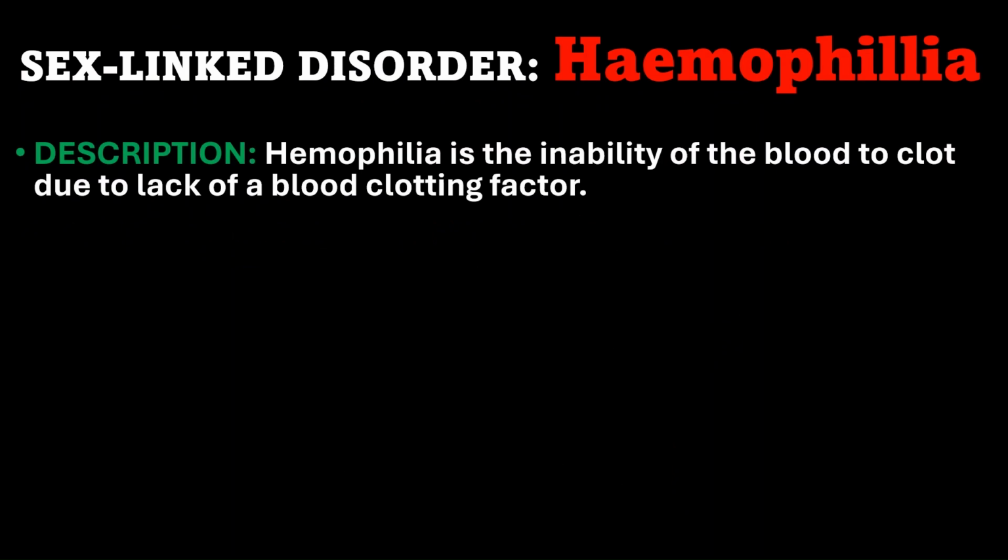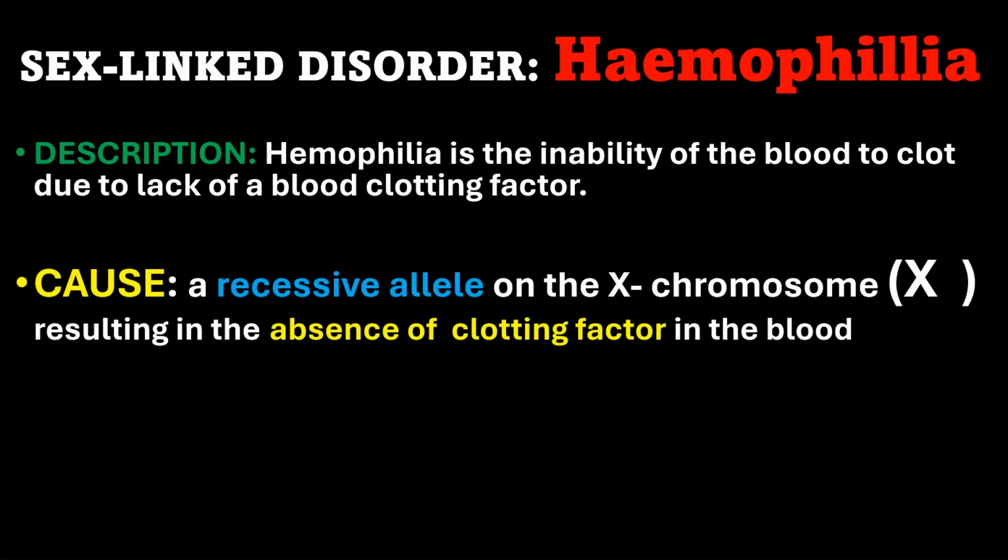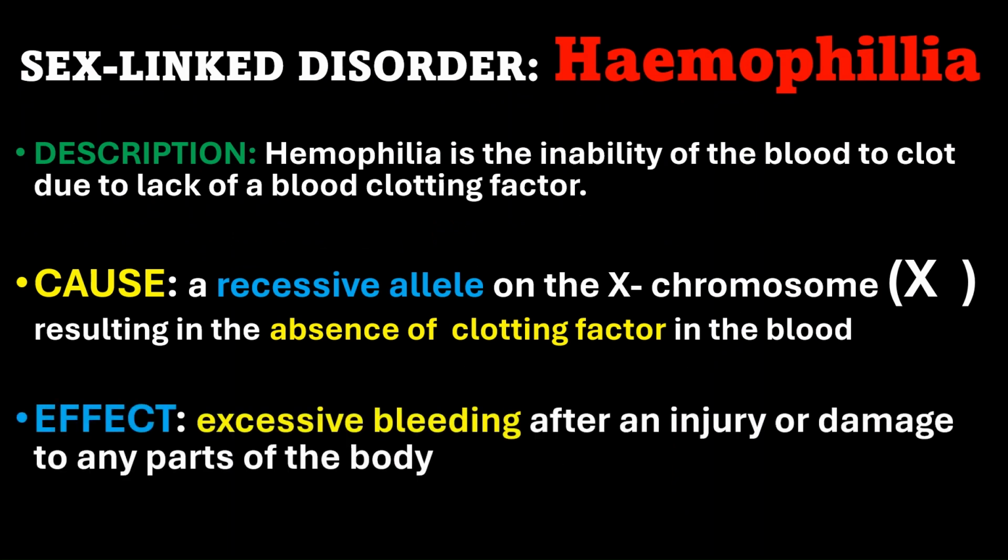All right, so let's look at hemophilia. You have to know the meaning and what it is. It's the inability of the blood to clot due to lack of a blood clotting factor. This is important for terminology. What is the cause? It's caused by a recessive allele located on the X chromosome, resulting in the absence of a clotting factor in the blood. What is the effect? What's the consequence of having this recessive allele? It's going to lead to excessive bleeding after an injury or damage to any parts of the body.